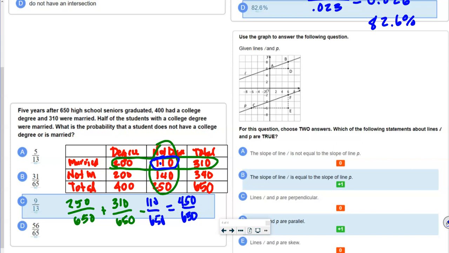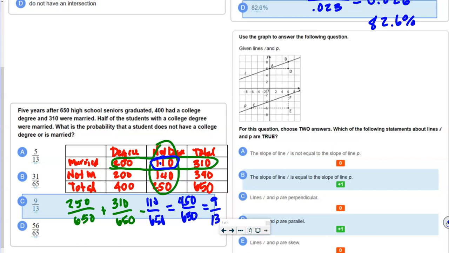Now what we want to do is reduce that, okay? So 450 divided by 650, you put that in the calculator, right? On just a second. 450 divided by 650, enter, and then we're going to do our math, enter on our regular calculator, and that reduces to be 9 over 13.